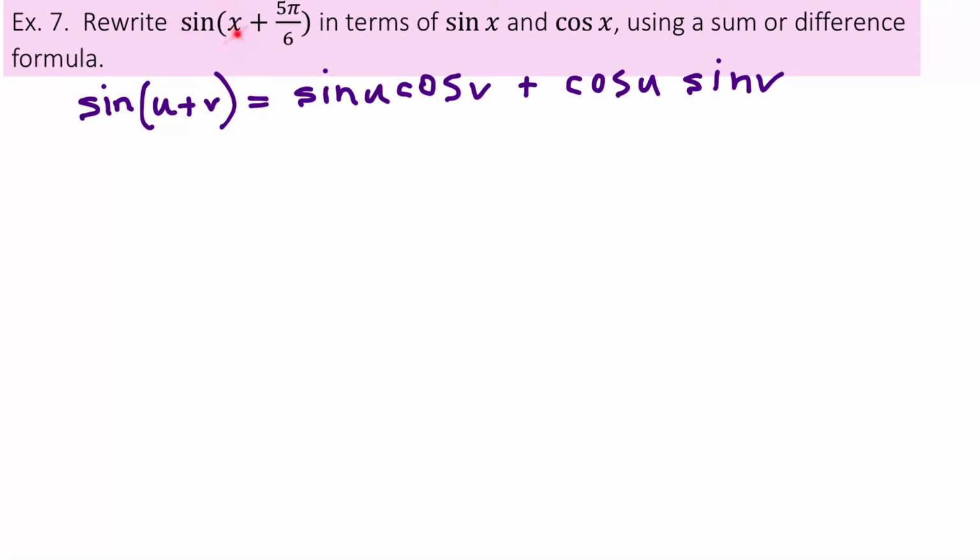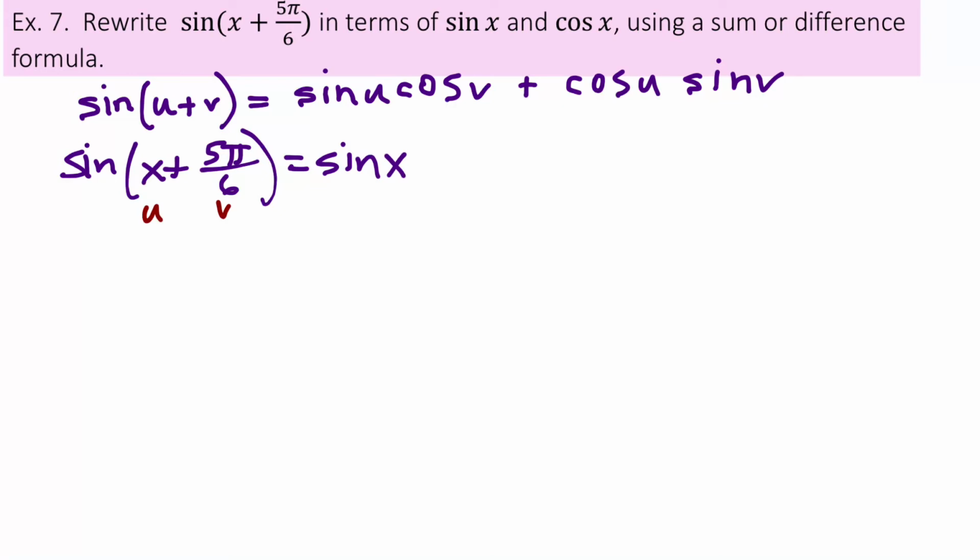So I've got sine of x plus 5 pi over 6. So this is sine with a plus. So I retrieved my sine with a plus formula and I wrote it down. Now I'm going to do some substitutions. I've got a u here and a v here. So I'm going to substitute x for u, and 5 pi over 6 for v in my formula.